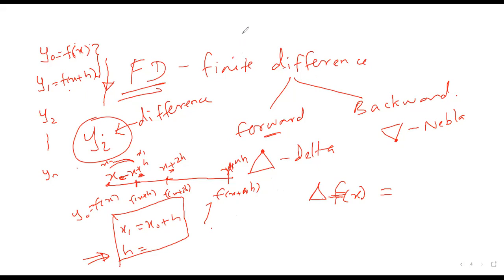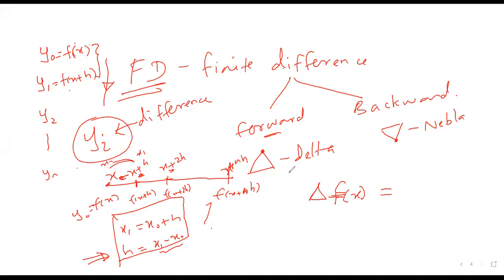This I already explained. That's why I'm asking the question from you. Okay, good. So yes, h will be x1 minus x0, isn't it? So we are taking the h from upper one to lower one, isn't it? So x1 to x0, not x0 to x1.